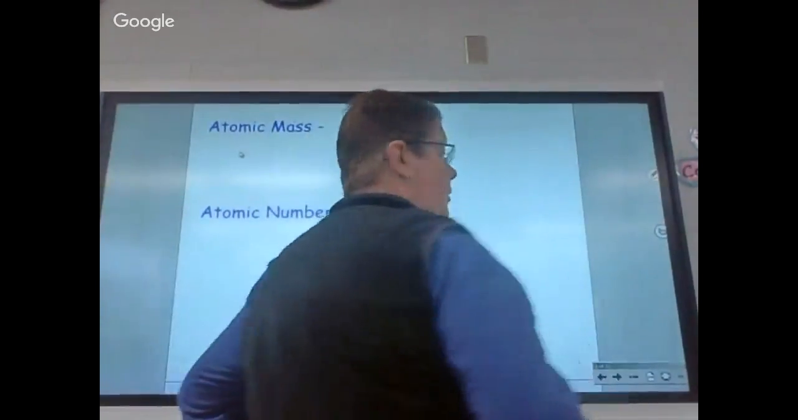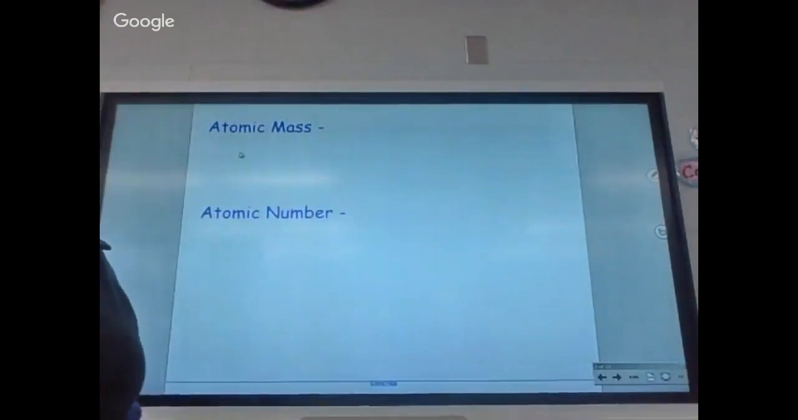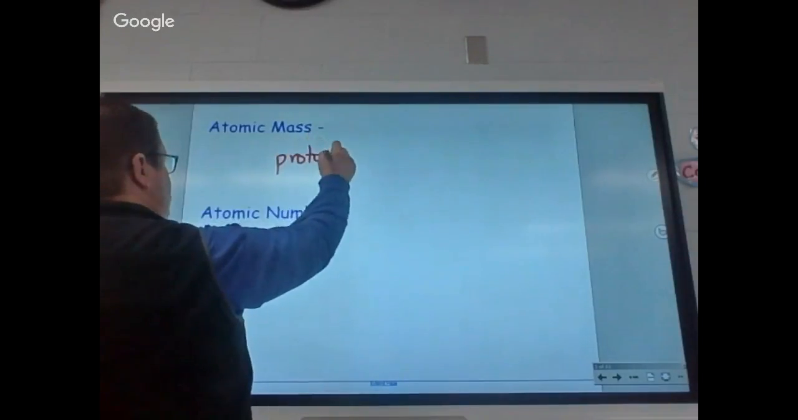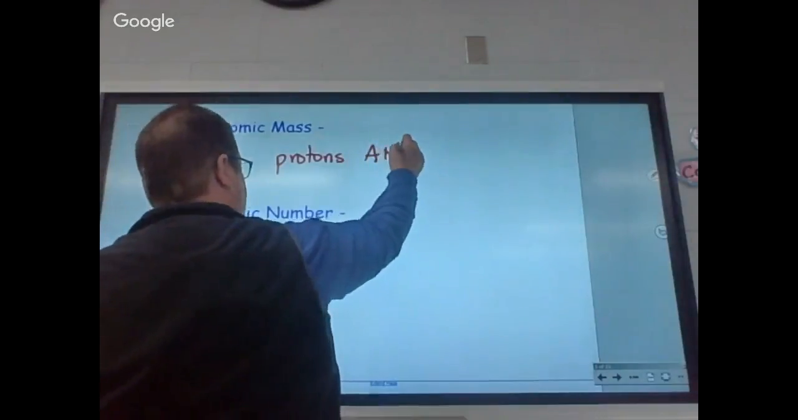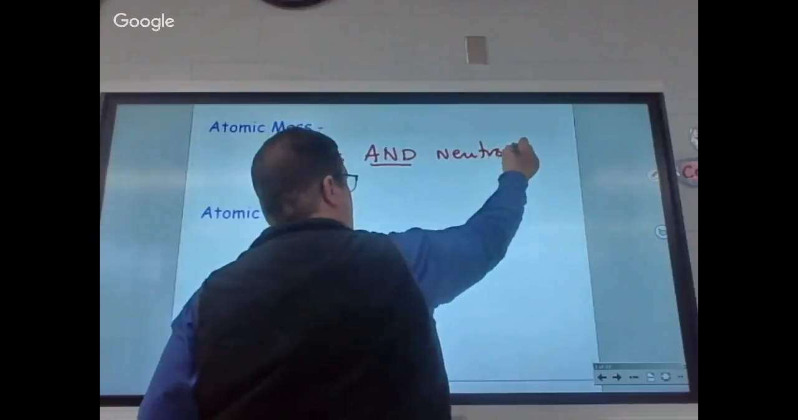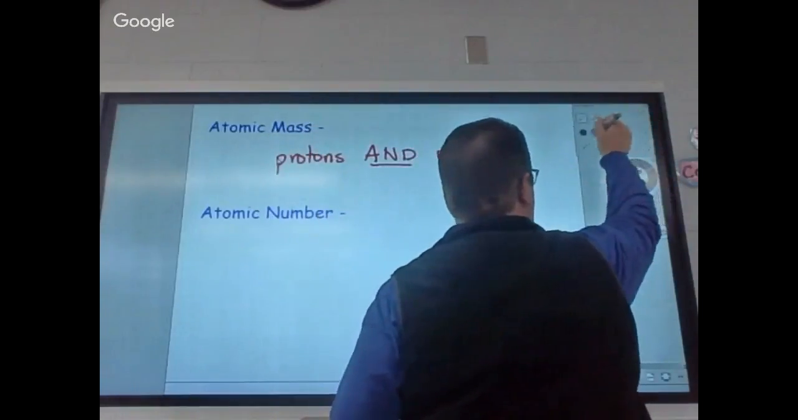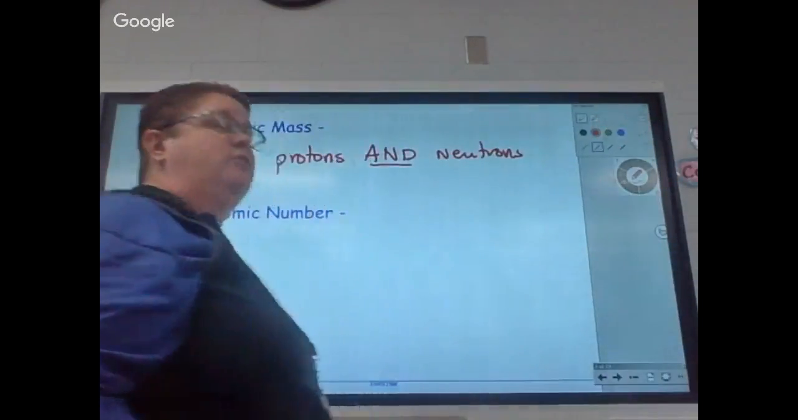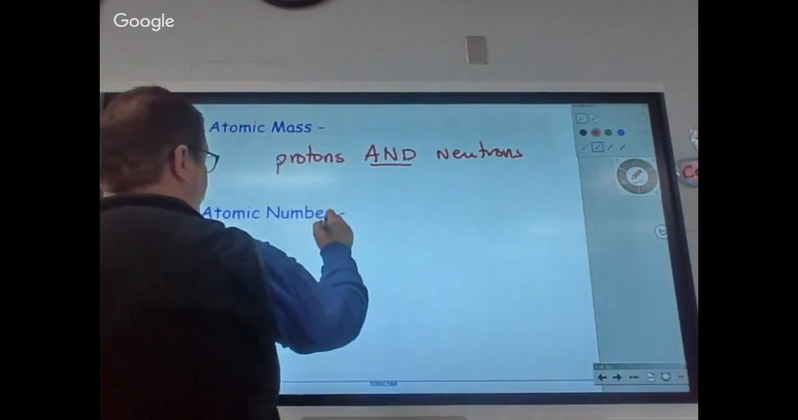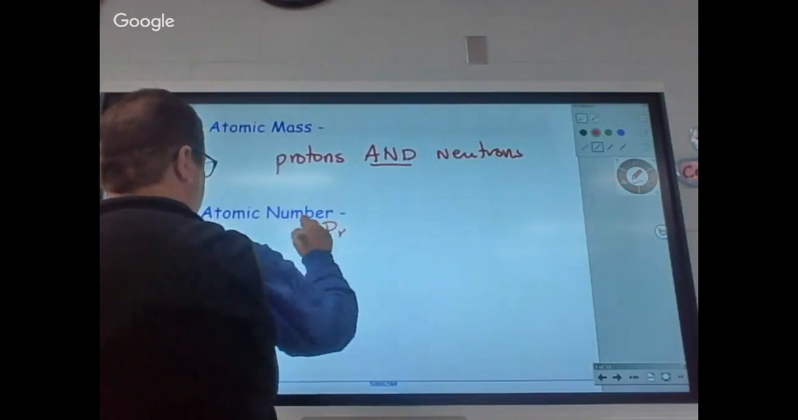Again, just so we can put it up here to refer to. Protons and neutrons, right? Now, it's in an atom. I'm not going to write that up here at the moment since we're just going to use this for reference. An atomic number is what? Number of protons.